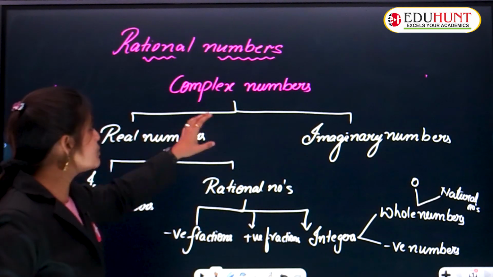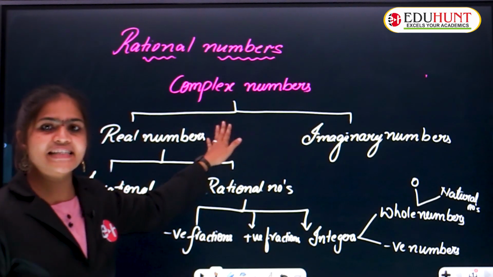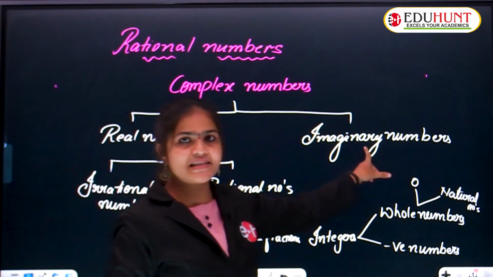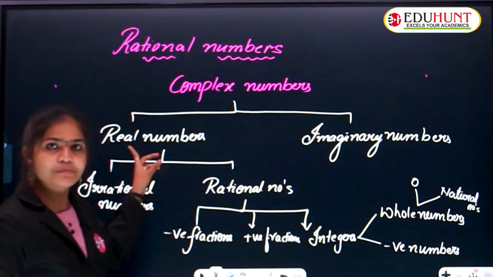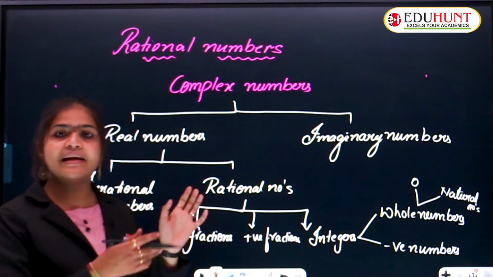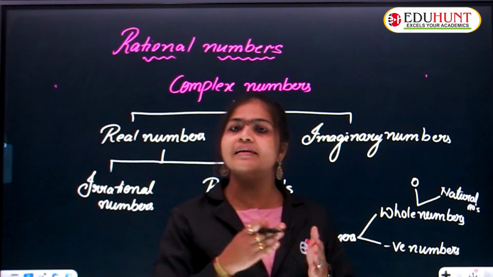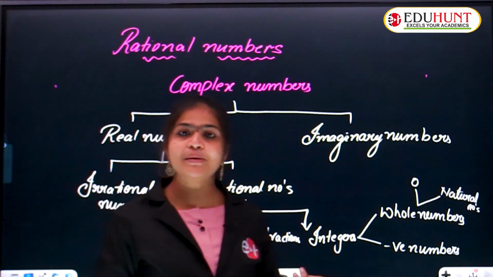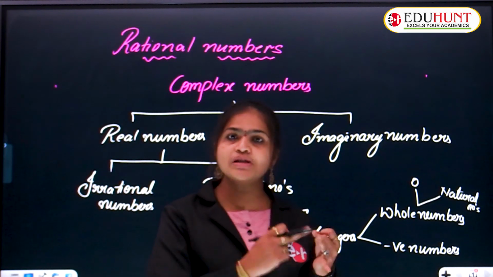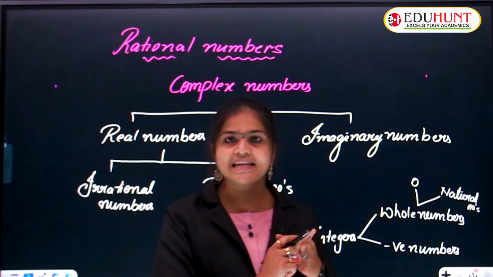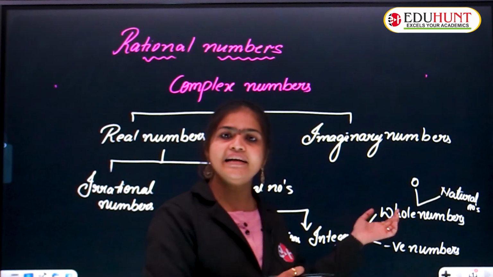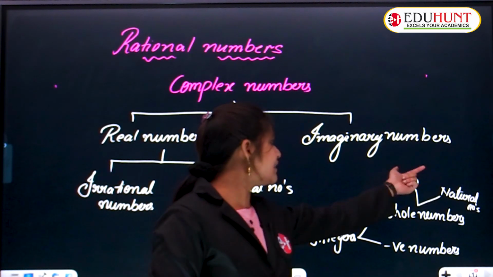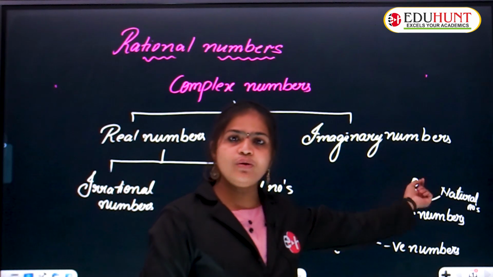All the numbers here we call complex numbers. Complex numbers are the combination of real numbers and imaginary numbers. Real numbers are the combination of irrational numbers and rational numbers. In rational numbers we can observe positive fractions, negative fractions, along with integers. In integers there are whole numbers and negative numbers. In whole numbers we can observe 0 and natural numbers.